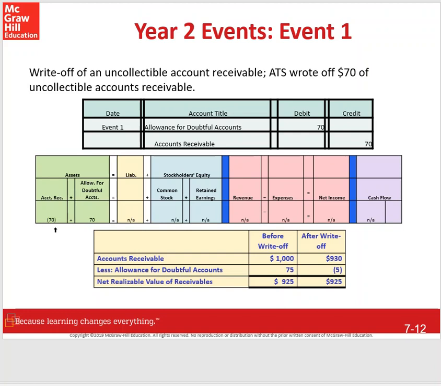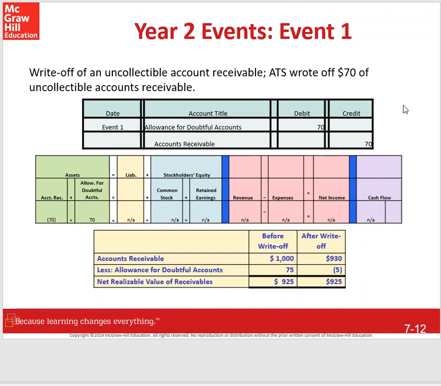So if we look at our accounting equation, what's going on here is that both of these accounts are going down. We're really just shifting $70 from one to the other. So it's an asset exchange. And what we see down here, this is an important key point this chapter. Before we did the write-off, our net realizable value was $925. 1,000 minus 75 equals $925. After we do the write-off, our accounts receivable balance is now down to $930, and our allowance balance is down to just $5. And our net realizable value, it's still at $925. So nothing has changed in terms of our net realizable value.